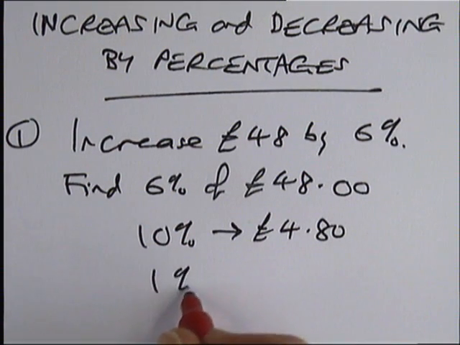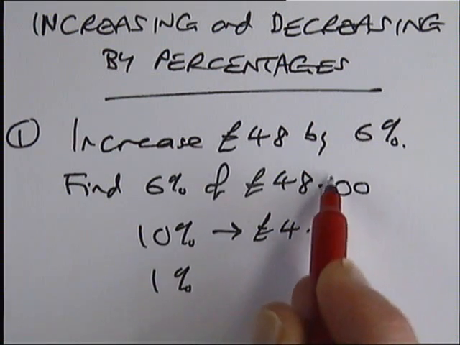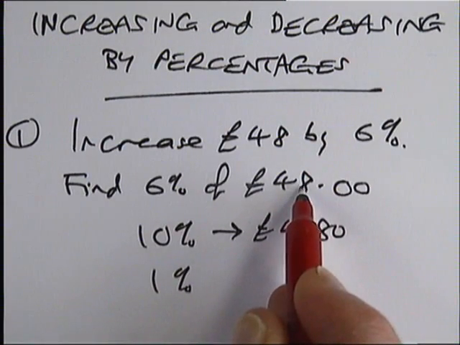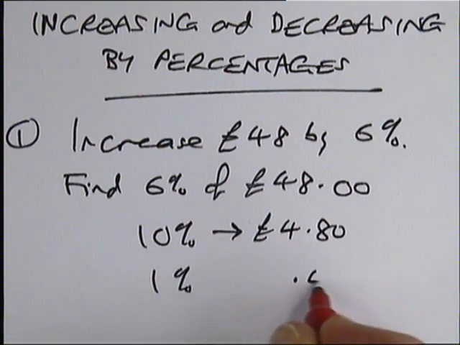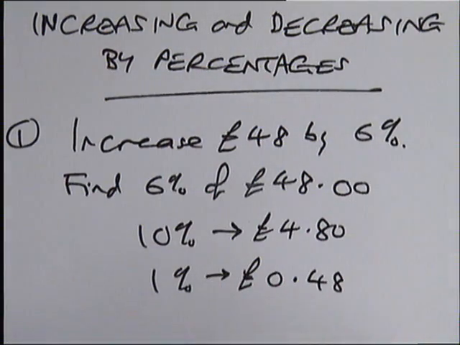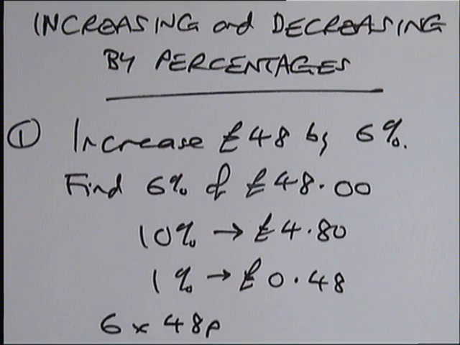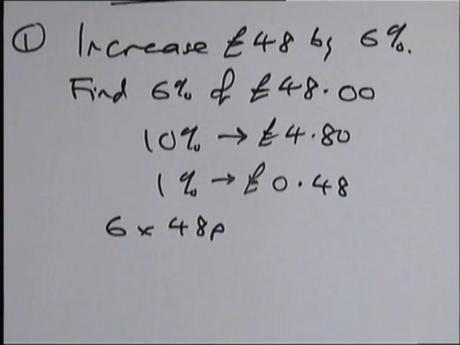You can do that again to get what 1% is. Move the decimal point again to make that smaller. Well, we've moved it in front of the 8 last time. This time we'd need to move it in front of the 4. So that would give us 0.48 or 48p. That will be 1%. Now 6% is going to be 6 lots of that. So if I do 6 lots of 48p, that will give me what 6% of £48 is.